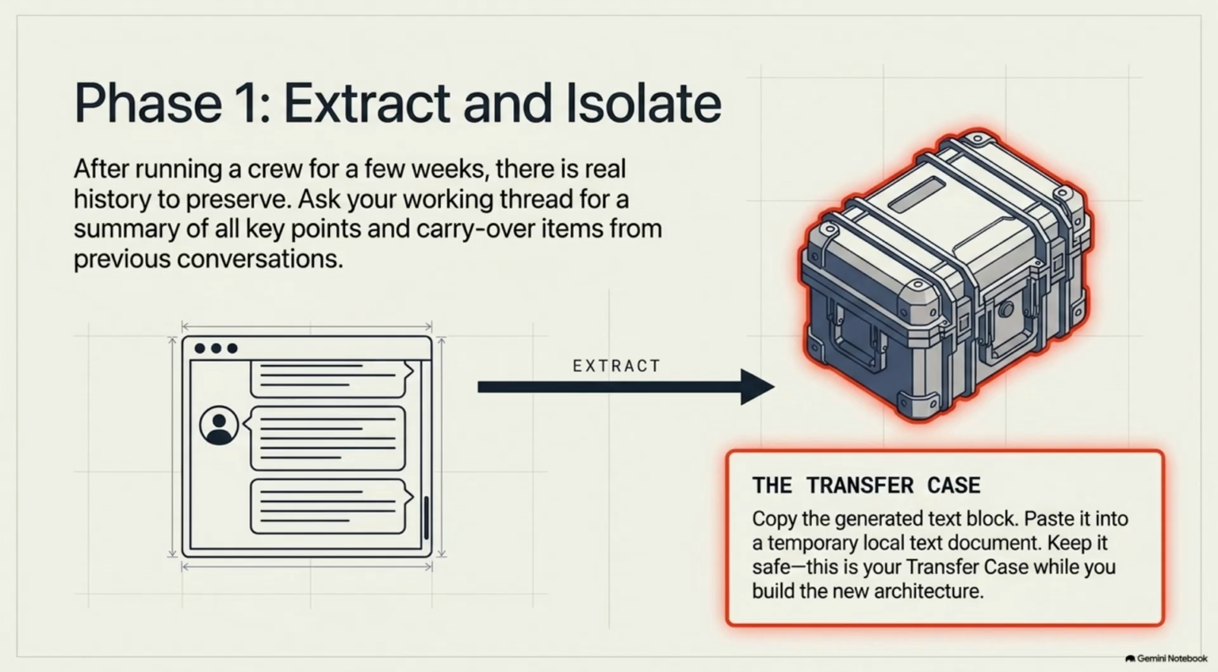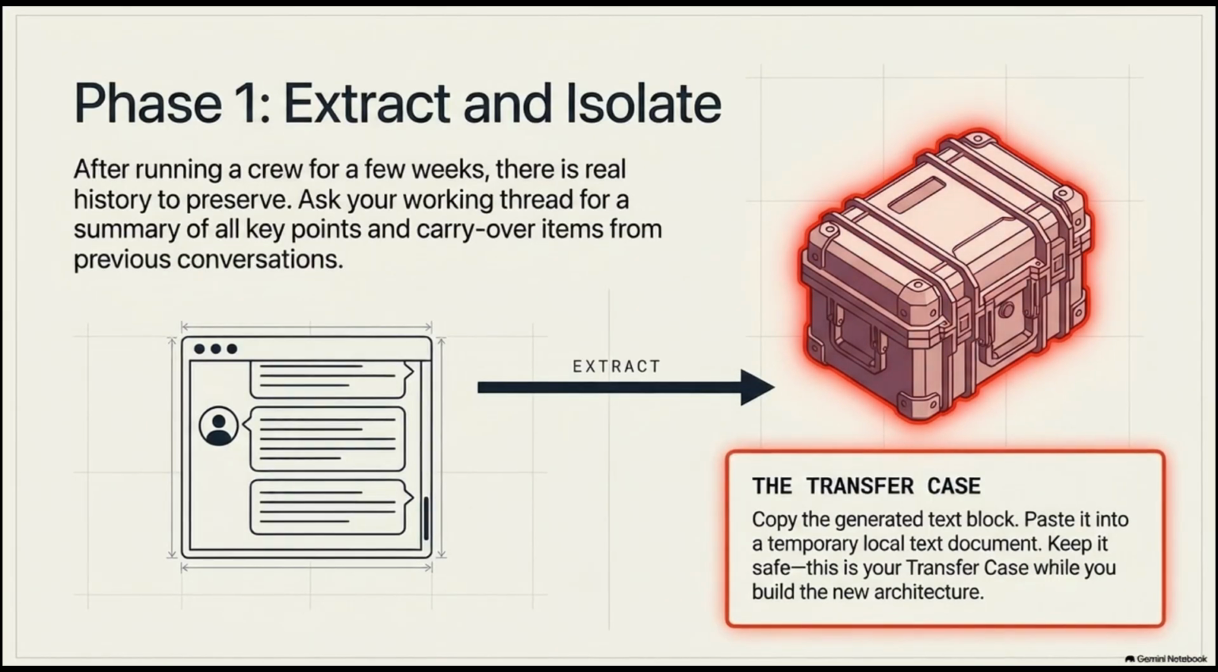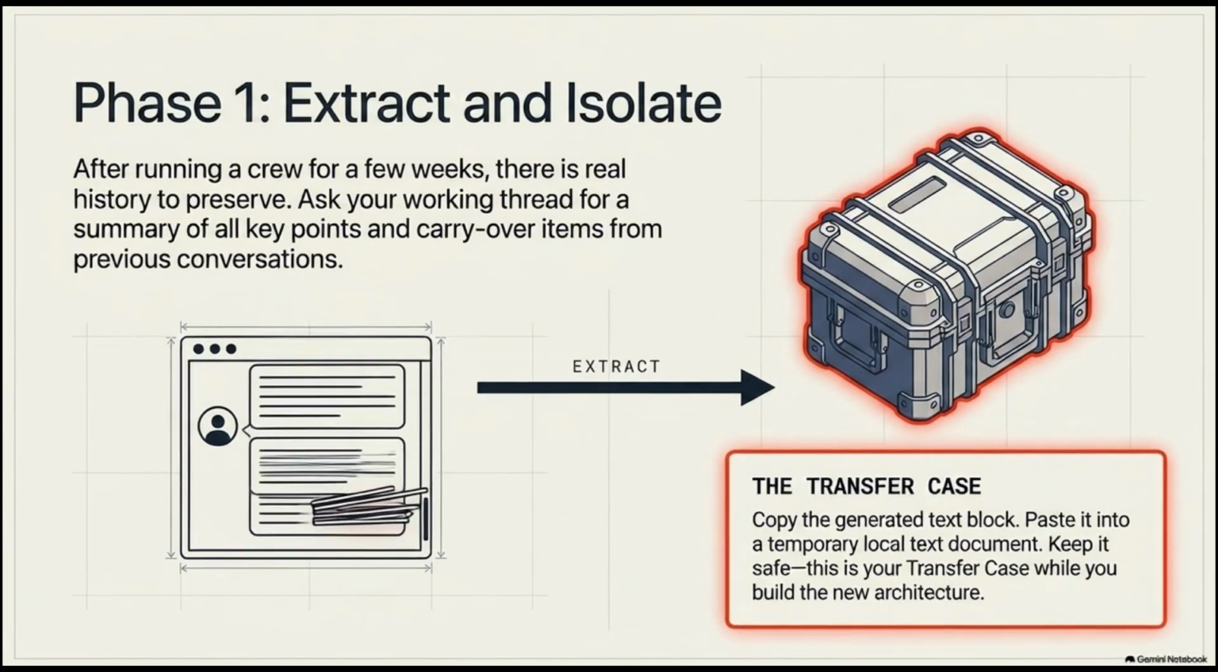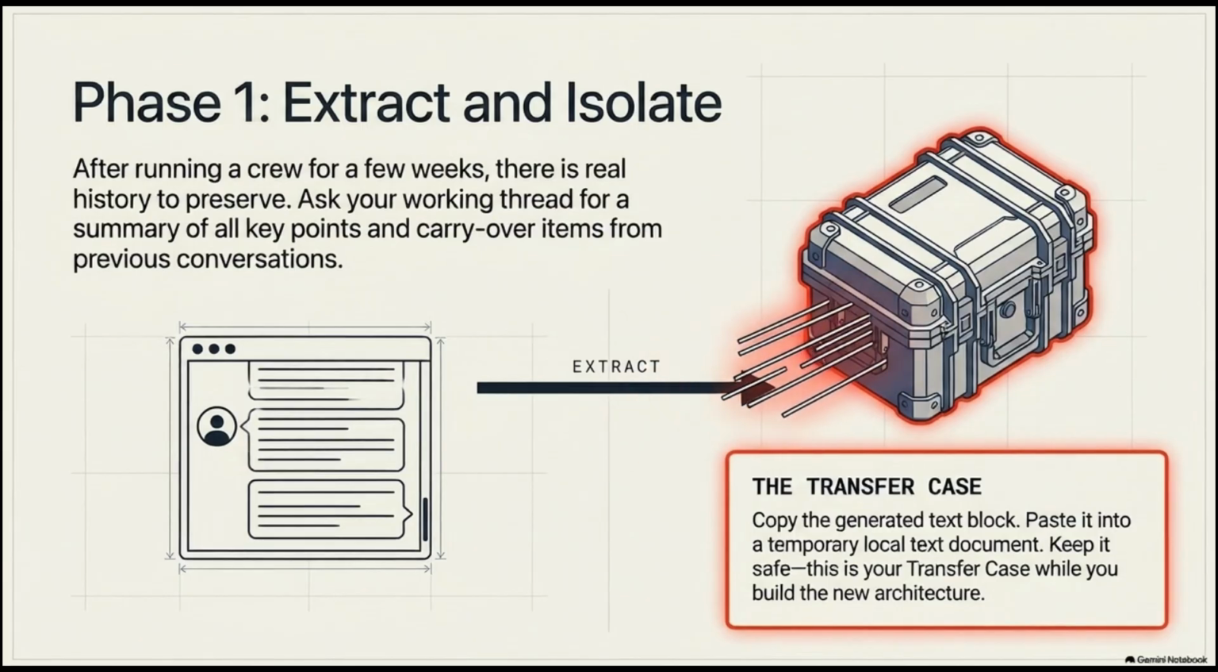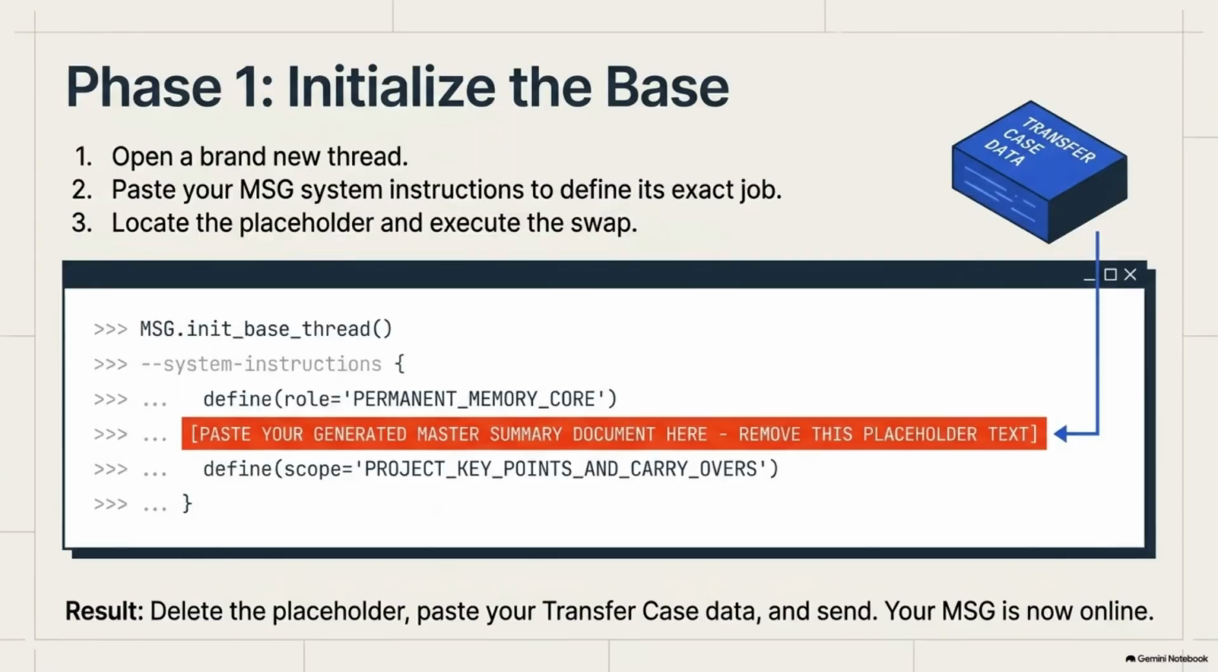The thread will generate a text block for you to copy. Do that. Open a new text document and paste it in there for the meantime. This is your transfer case, somewhere safe while you set up the new thread. Now, open a brand new thread. This is where the MSG gets its instructions.